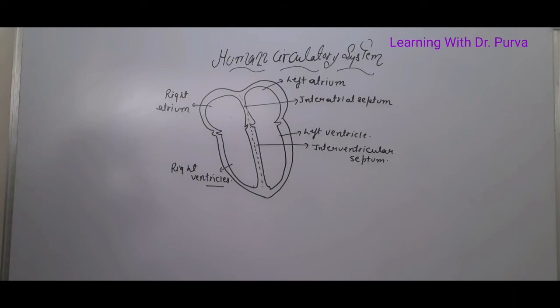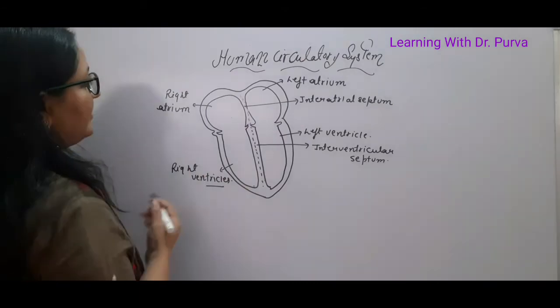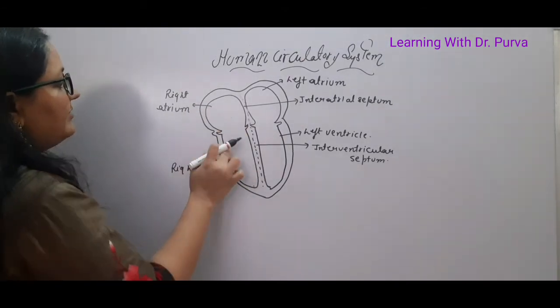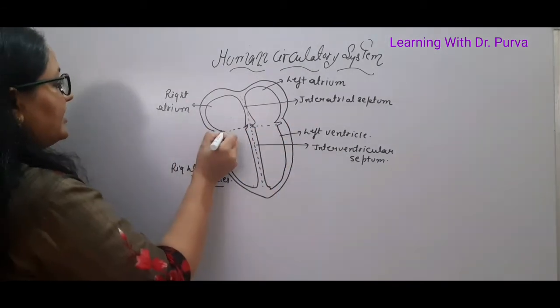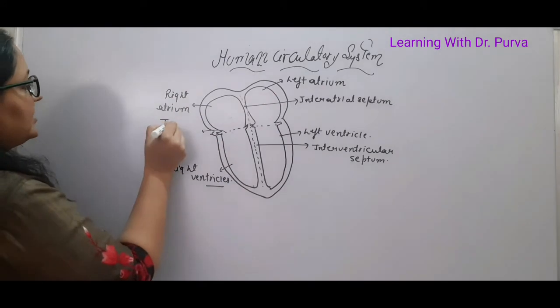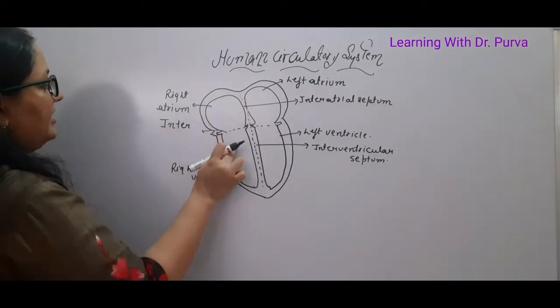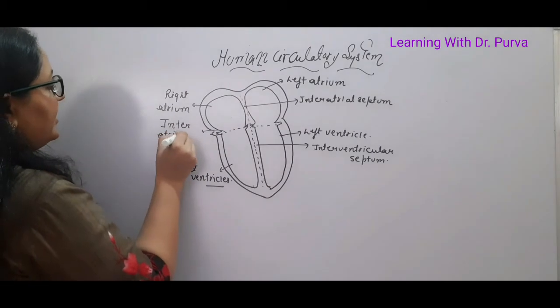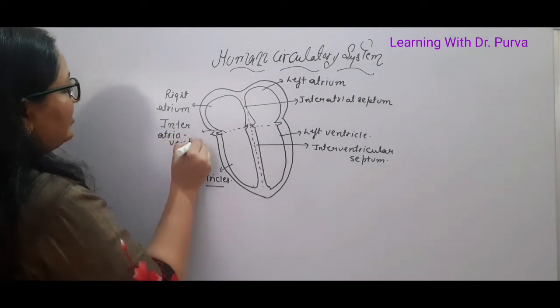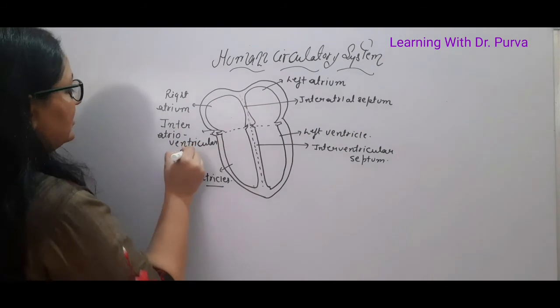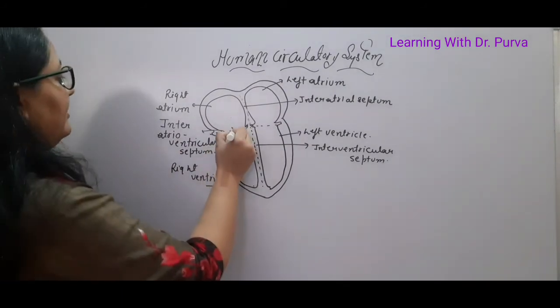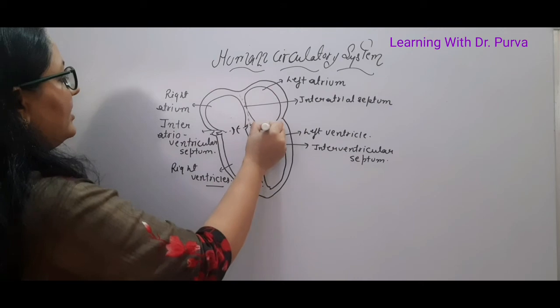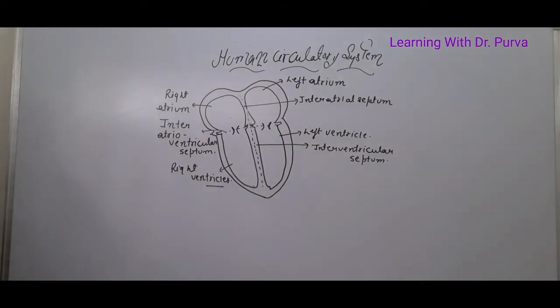Interatrial septum is thin, but interventricular septum is thick. Now there is a thick fibrous tissue which is also present between the atrium and the ventricle, and they are also separating the atrium from the ventricle. Because these are present between the atrium and the ventricle, these are known as interatrioventricular septum. Okay, but there are some openings which will allow the blood flow from the atrium to the ventricle.